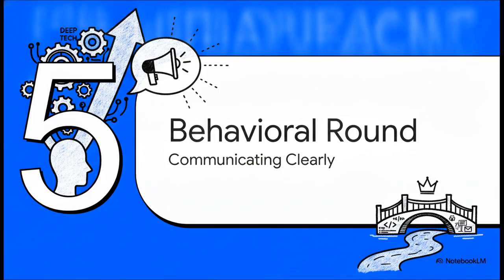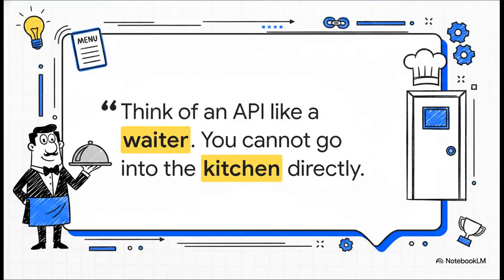Finally, Section 5, Acing the Behavioral Interview, Communicating like a Senior. This round is not just a culture fit test, it's where you translate deep tech to non-technical stakeholders to prove your leadership potential. If a product manager asks you to explain what an API actually is, use the classic restaurant waiter analogy. It's a fantastic, memorable soundbite.